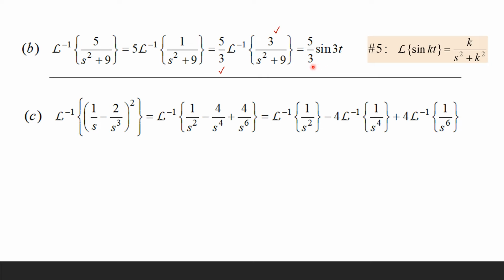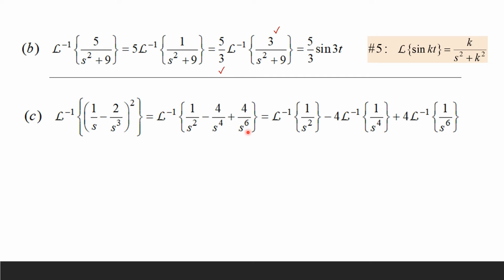Next question. Find the inverse of (1 over s minus 2 over s cubed) squared. So firstly, we have to square this given function. We can apply the formula (a minus b) squared is equal to a squared minus 2ab plus b squared. Okay, so for the first term, when you square it, you get 1 over s squared minus 2 times the first term times the second term, that gives 4 over s to the power 4, plus the square of the second term, that gives 4 over s to the power 6.